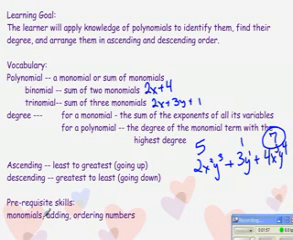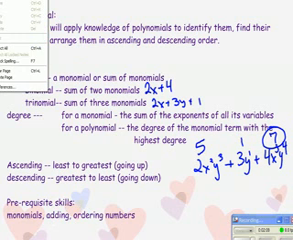Prerequisite skills: you need to know what monomials are before you can do this. You need to be able to add so you can find those degrees. And you need to be able to order numbers so you know which ones are greater and which ones are less. Alright, moving on to the problems.